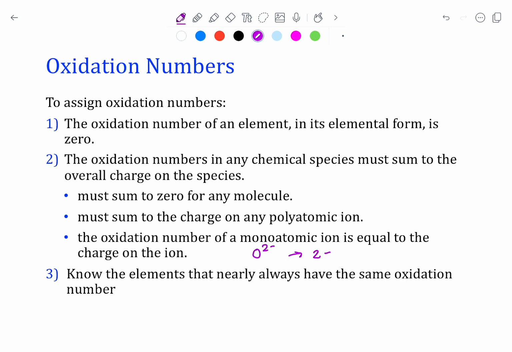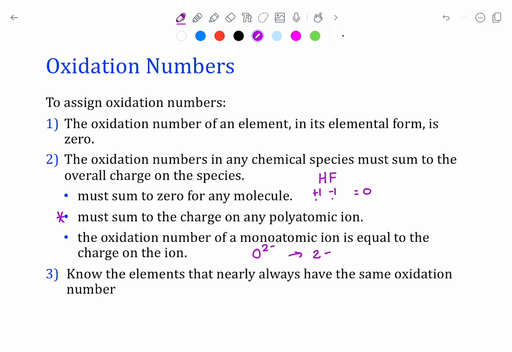For the summing to 0 example, we had HF. We said H had a +1, F had a -1. HF has an overall charge of 0, so +1 and -1 equal out to 0. And we'll look at this one more specifically through our examples. It's just a little bit easier to explain through examples.